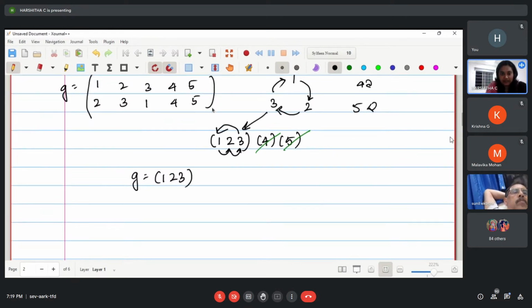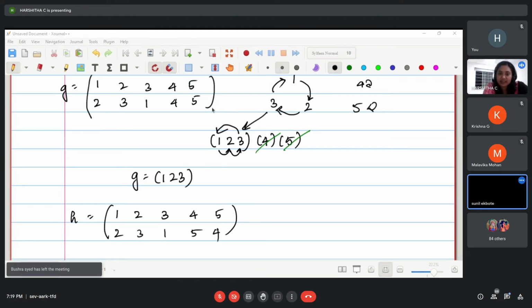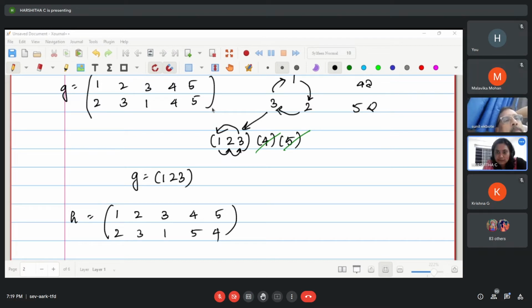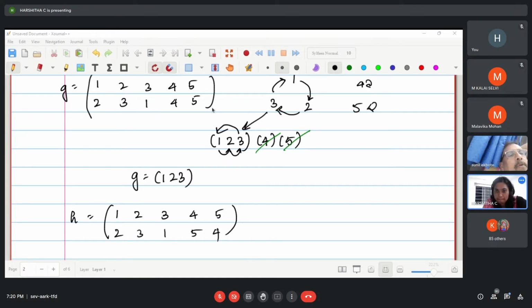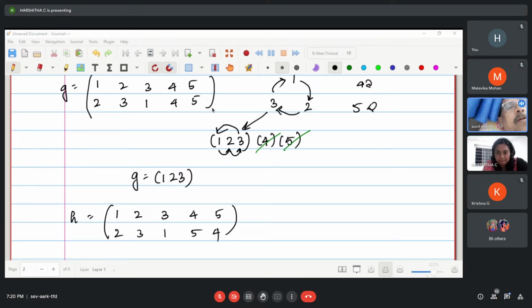And one last example. Let's say we have 1, 2, 3, 4, 5. Okay, so can you try to get this permutation into cycle type? Can any of you try typing it in the chat box? How do you write this in cycle type? One, two, three, 4, 5. First cycle is 1, 2, 3, and second is 4, 5.